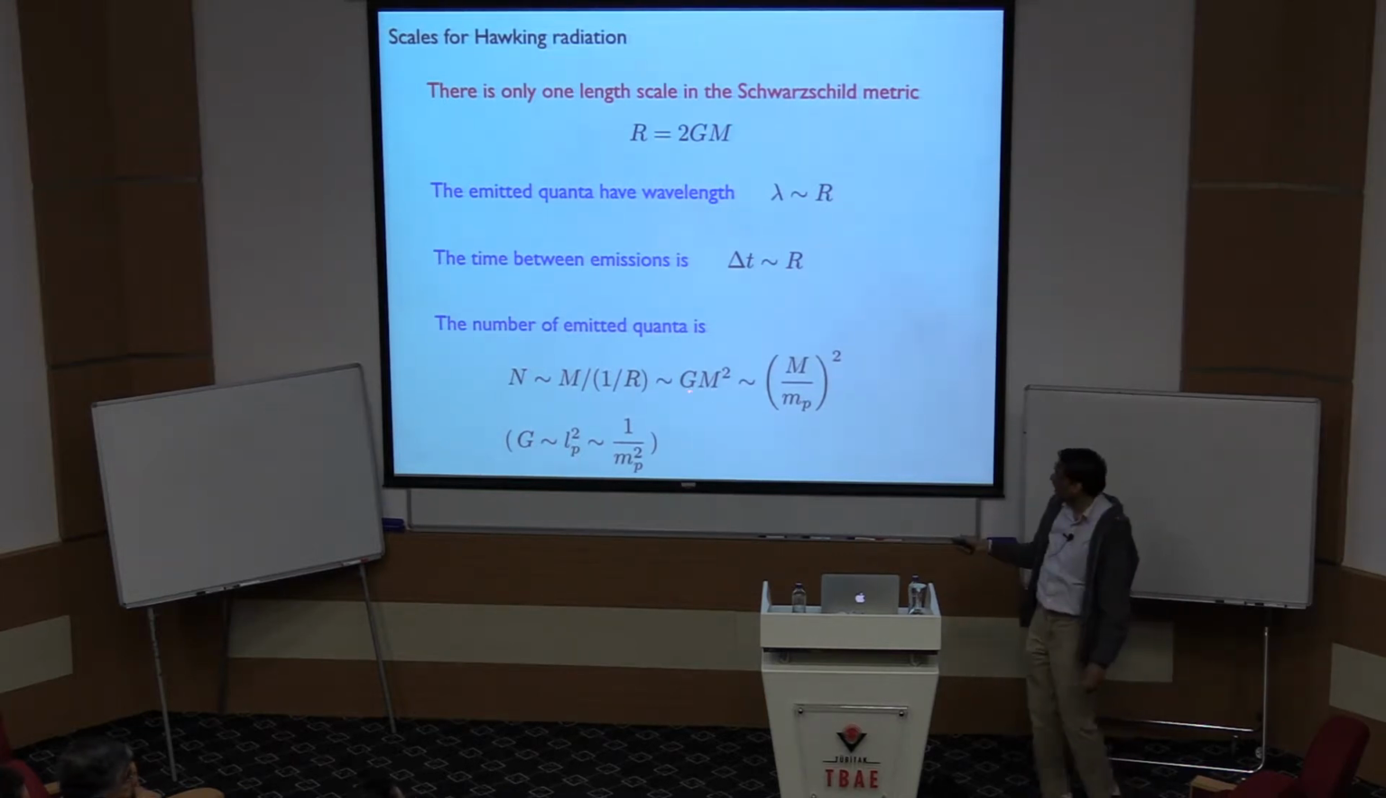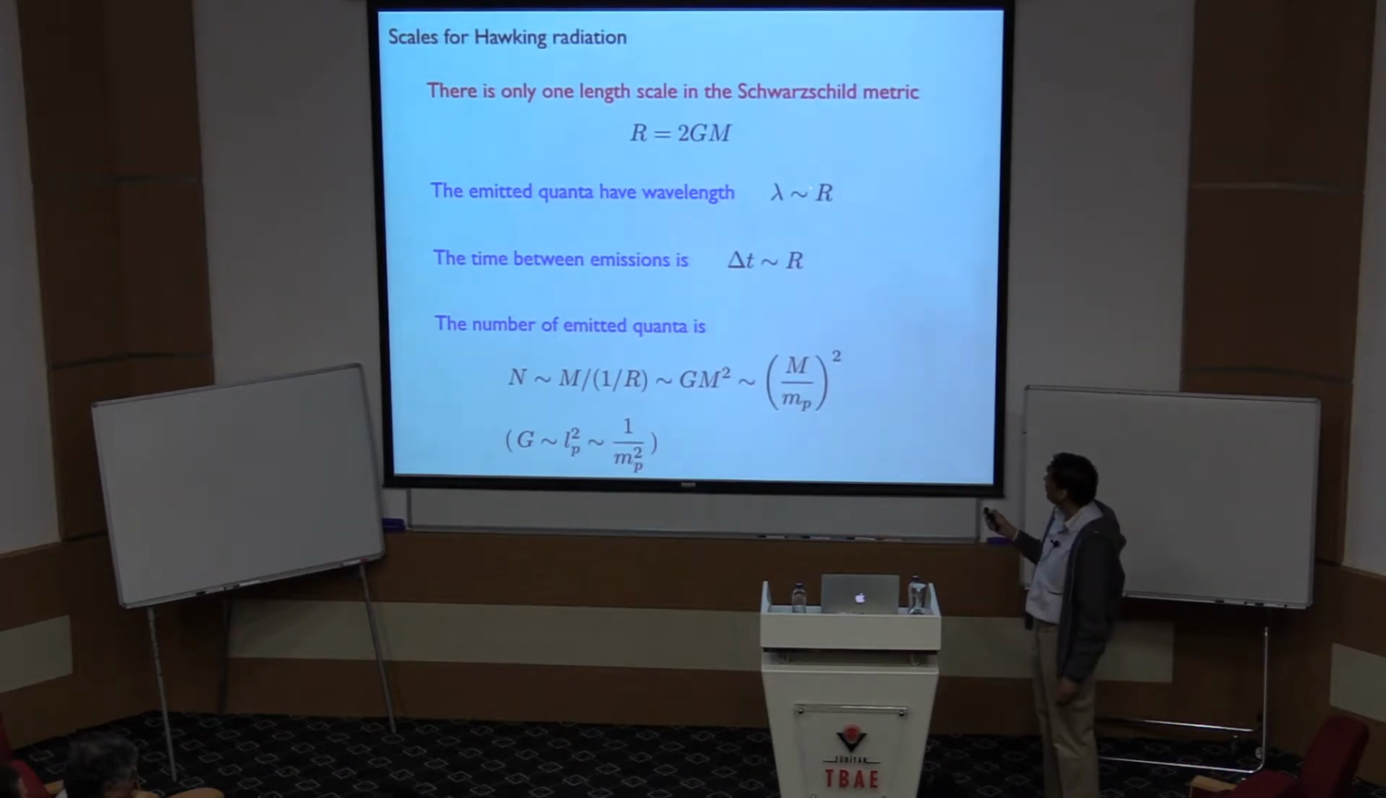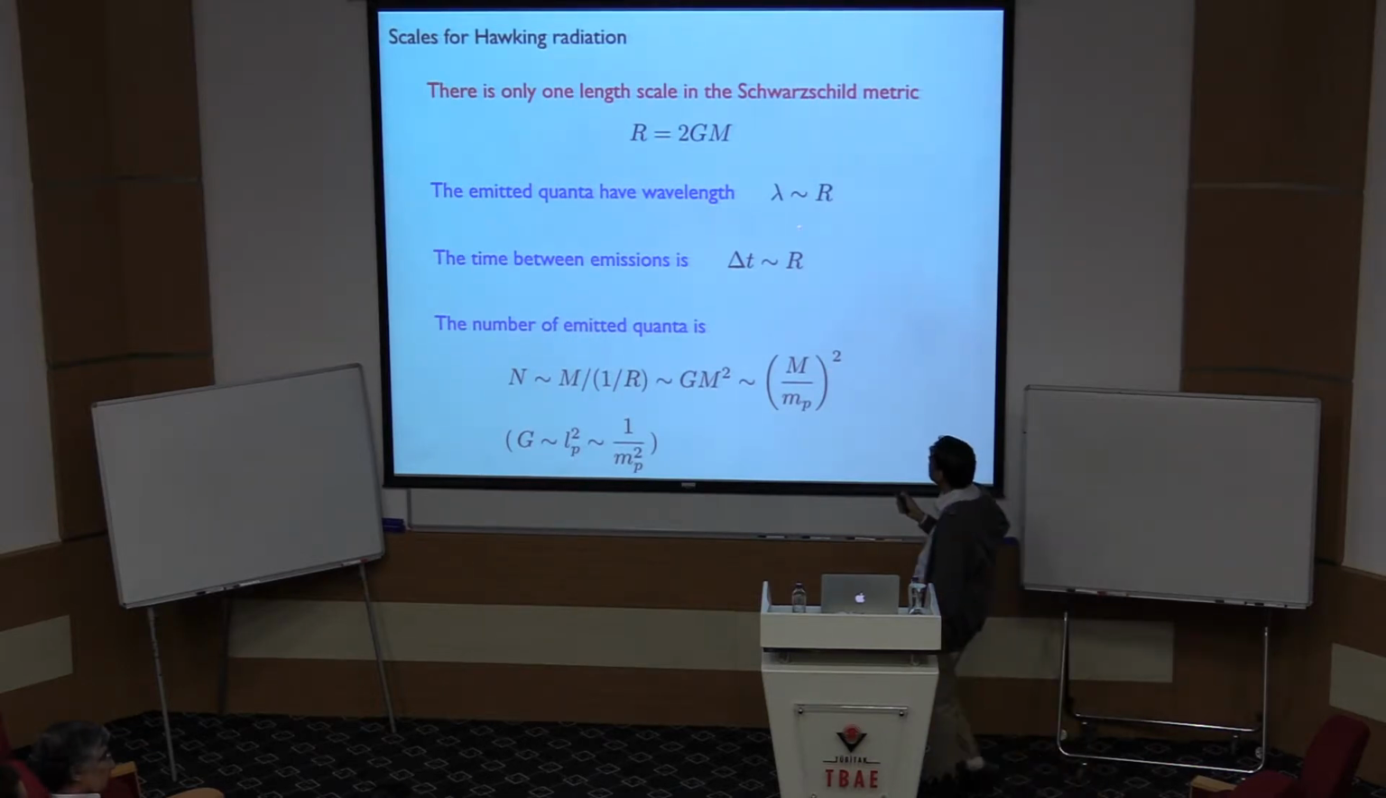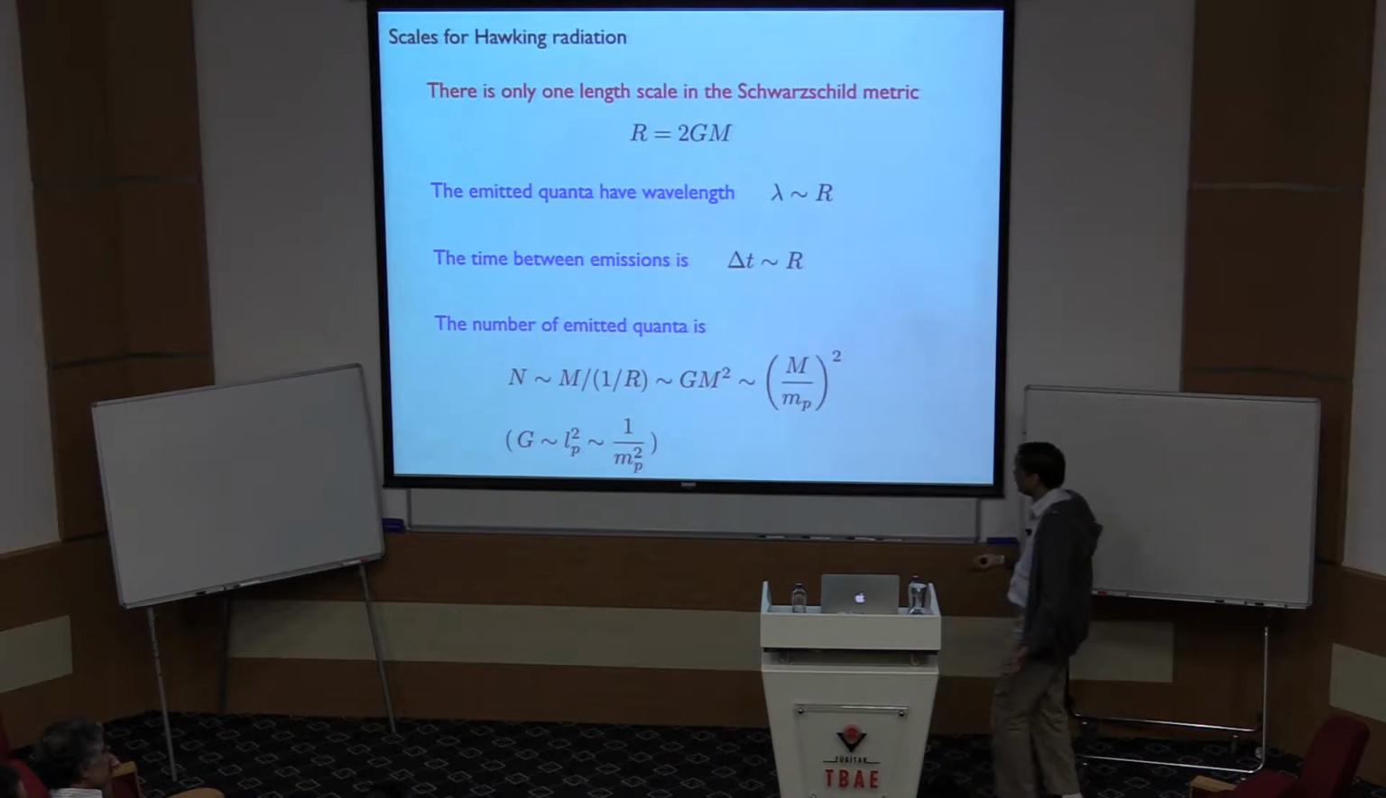Okay. So how many quanta do you emit? From this you can find everything. The total mass you have to emit is capital M. Again, it's mc squared, but c is 1. And the energy of each quantum, if the wavelength is r, the energy is 1 over r. So the number of particles you're going to actually emit, I just put G, r is 2GM, I just put all that in here. You get GM squared. If you put in terms of Planck masses, it's M over M Planck, whole squared. So you can compute how many particles you will emit, because each particle has energy 1 over r, because the wavelength is r, and the total mass you have to get out is M. So easy way to compute how many particles.